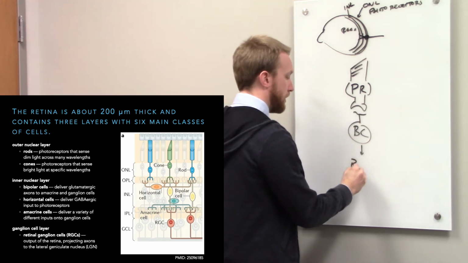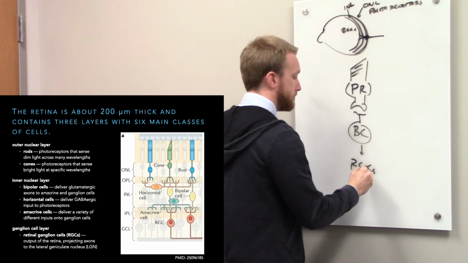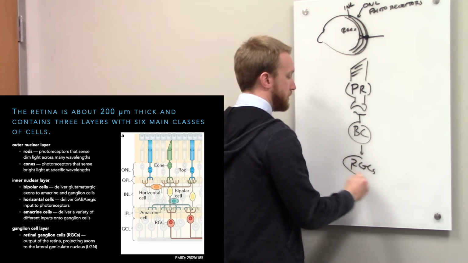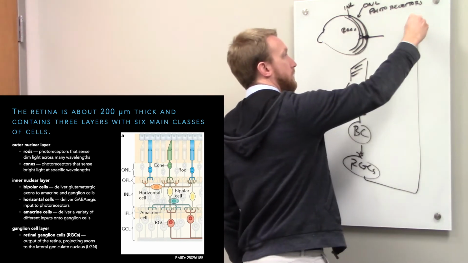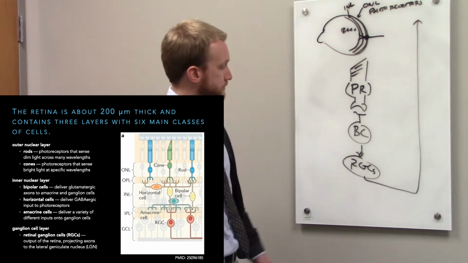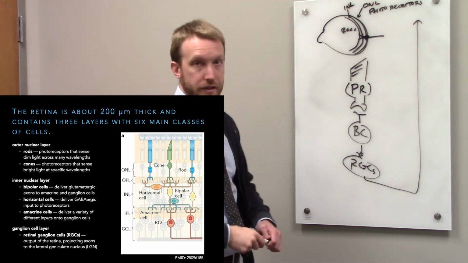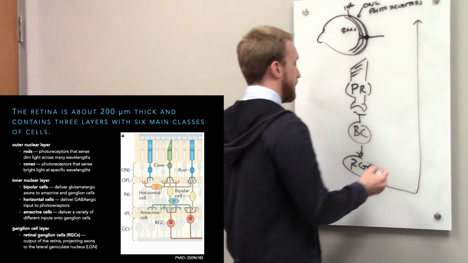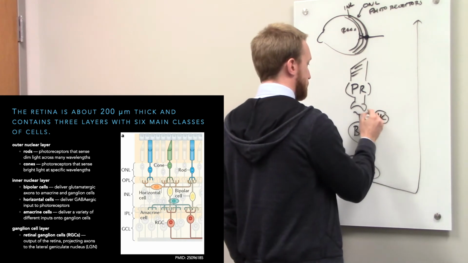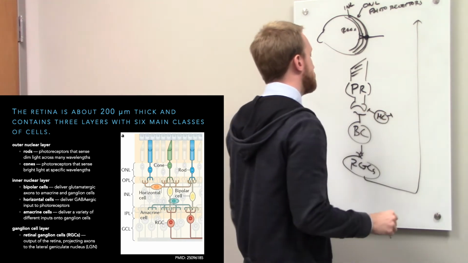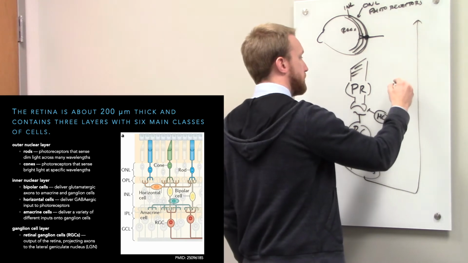These then stimulate retinal ganglion cells. These are the neurons that then project back through the retina and up to the thalamus. This is the basic circuit. Now we also have horizontal cells that provide some inhibitory output to neighboring photoreceptors.